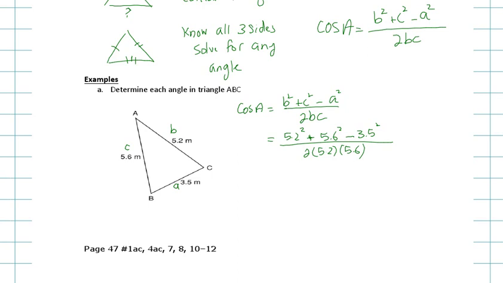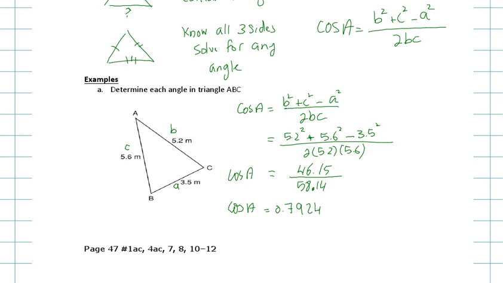Can you guys find the top for me? Top is 46.15. Yeah. Bottom is 58.24. Now do the division. Equal to 0.7924. What's after the 4? 1. Okay.